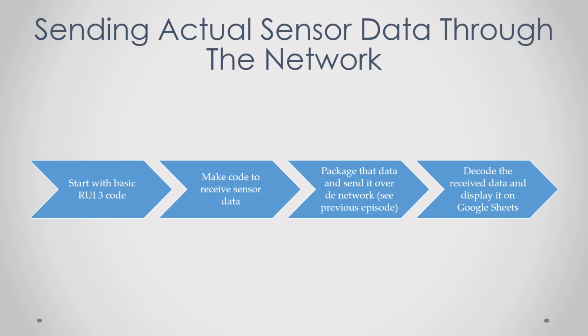In today's episode we will be sending actual sensor data through the Helium network. We will do this in the following steps. First we will start with the basic RAK code like we did in the last episodes. Then we will make code to receive the sensor data. Then we will package that data and send it over the network. That's the same as we did in the last episode. And then lastly we will decode the received data and display it on Google Sheets.